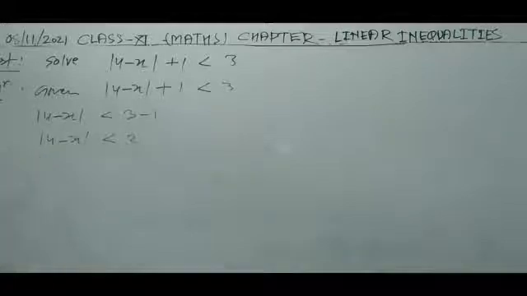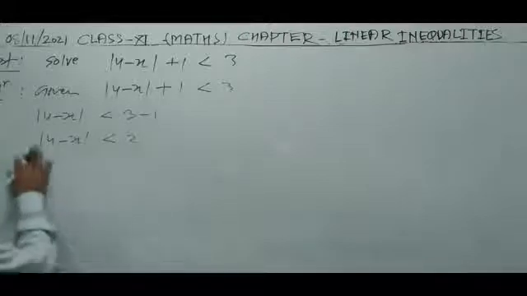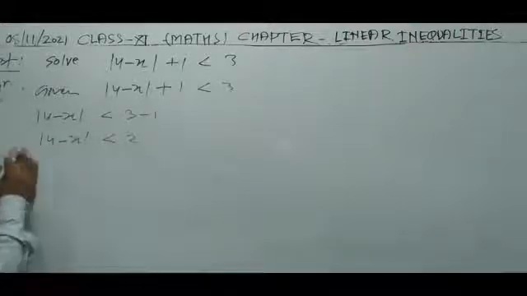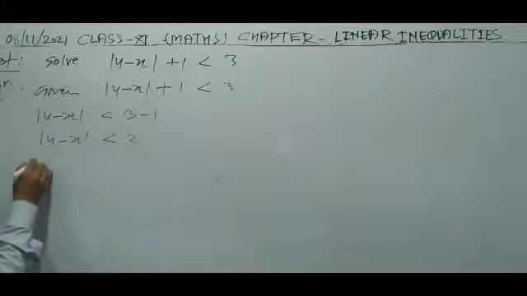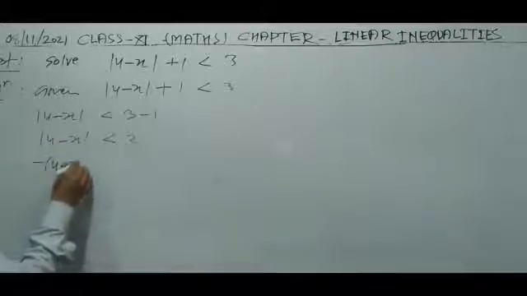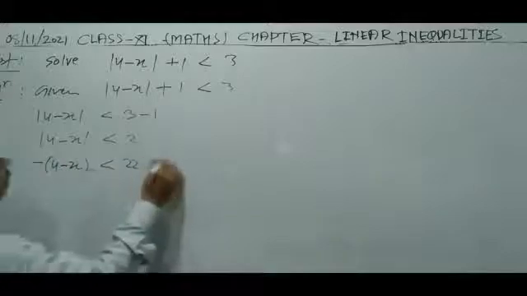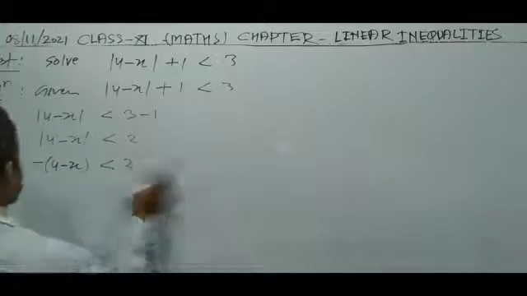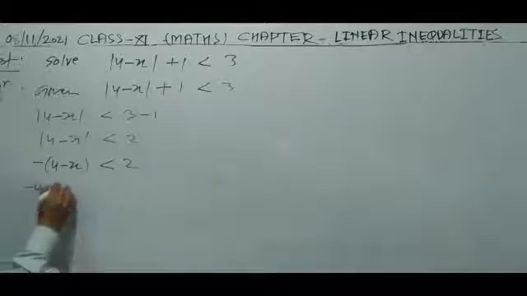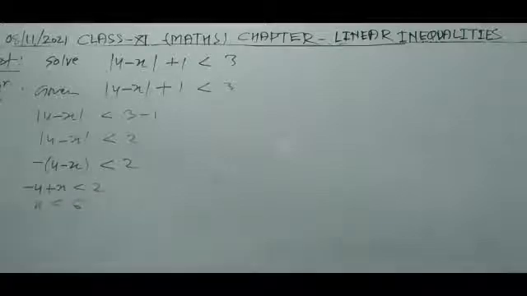Now there are two possible values of mod of 4 minus x. So how can we write this? 4 minus x is positive and this is negative also. So minus times 4 minus x will be less than 2. This implies minus 4 plus x is less than 2. This implies x is less than 6.